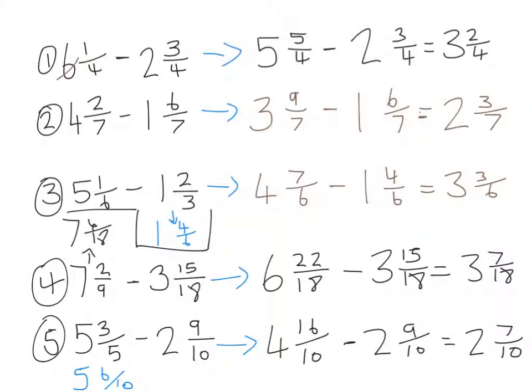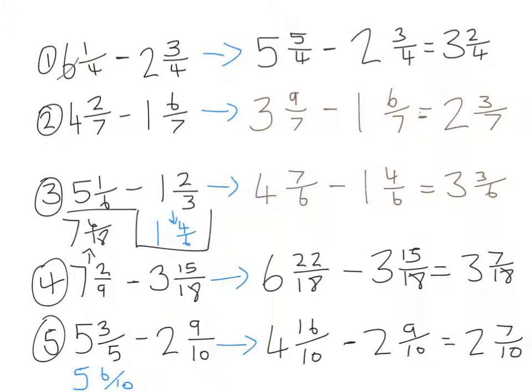7 2/9, we need to convert the 7 2/9 into 7 4/18, and then we need to transfer 18/18 to the fraction over here. So 4/18 becomes 22/18, along with the 6 wholes. From that we can take 15/18 away from 22/18, which will leave us with 7/18 and 3 wholes once we've taken a 3 and a 6 away.